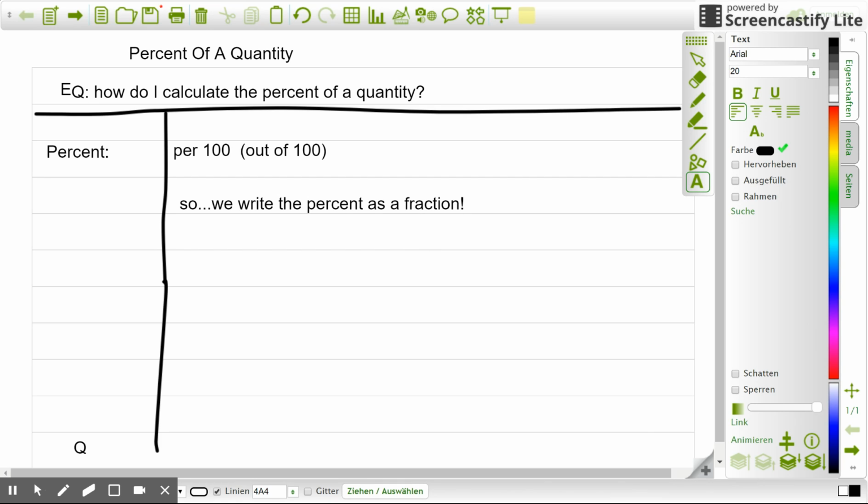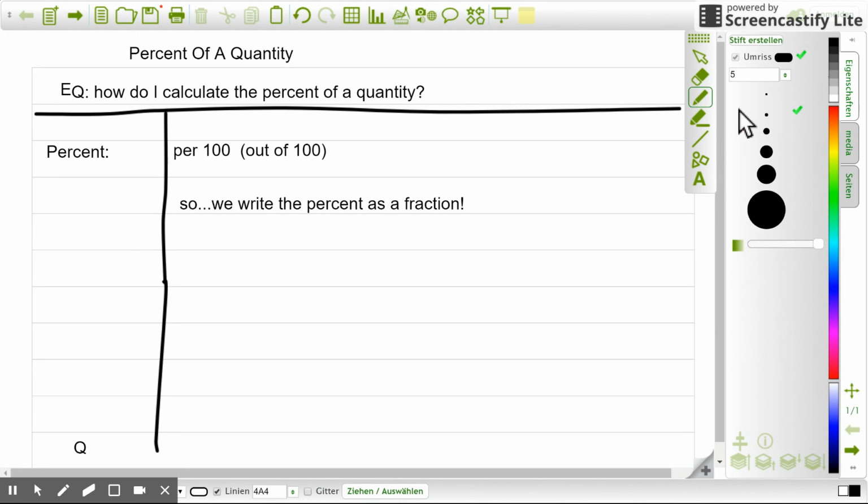Hi, everybody. Okay, we're calculating the percent of a quantity. So our EQ is how do I calculate the percent of a quantity? We need to define the term percent. I don't think that we've really talked about that, but percent has to do with 100.